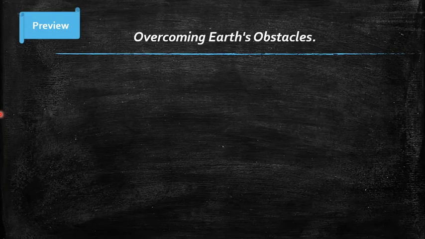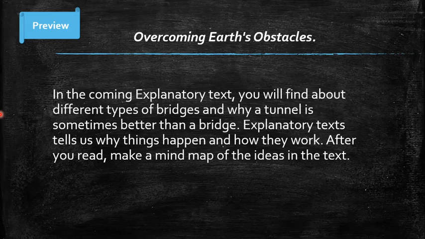The next is preview. Preview of what? Preview of the text Overcoming Earth's Obstacles. Now this passage is coming on page 18 and page 19, and I've told you earlier that this is an explanatory text, which means it has facts and figures and some history regarding the Earth's obstacles and how bridges and tunnels helped us in overcoming them. In the coming explanatory text, you'll find about different types of bridges and why a tunnel is sometimes better than a bridge. Explanatory texts tell us why things happen and how they work.